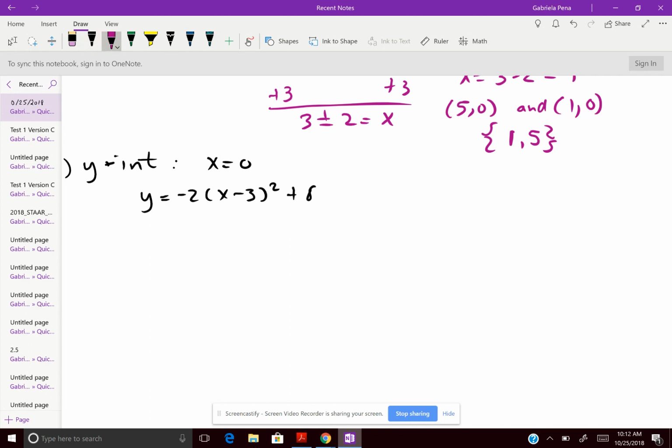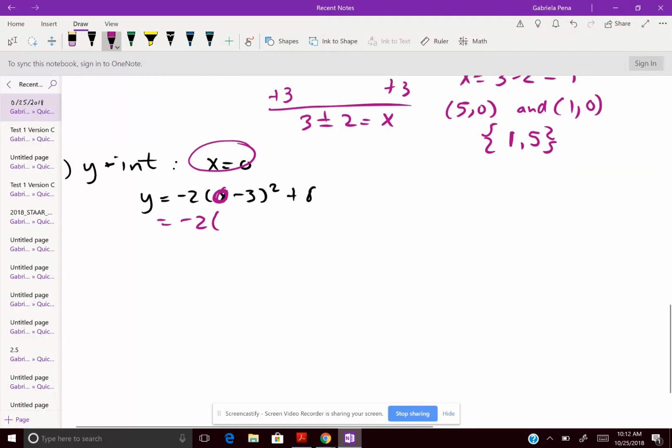But because I'm doing this part, my x gets replaced with a 0. So this becomes negative 2 times (negative 3) squared plus 8. Does everybody understand where that negative 3 comes from? 0 minus 3. So what do I do here first? Do I multiply 2 times negative 3 or do I square negative 3?